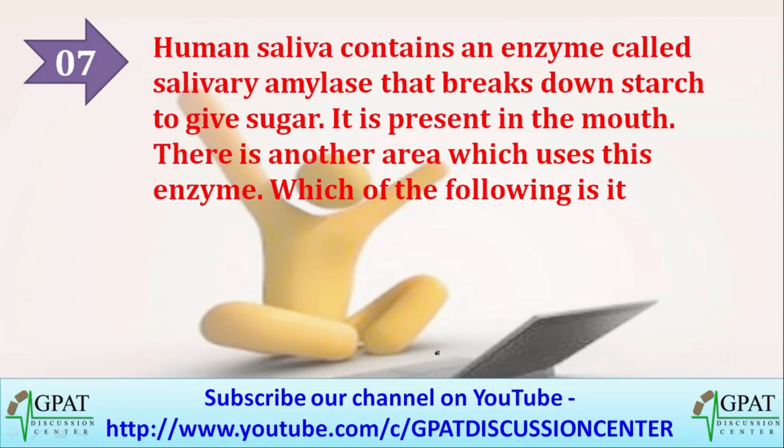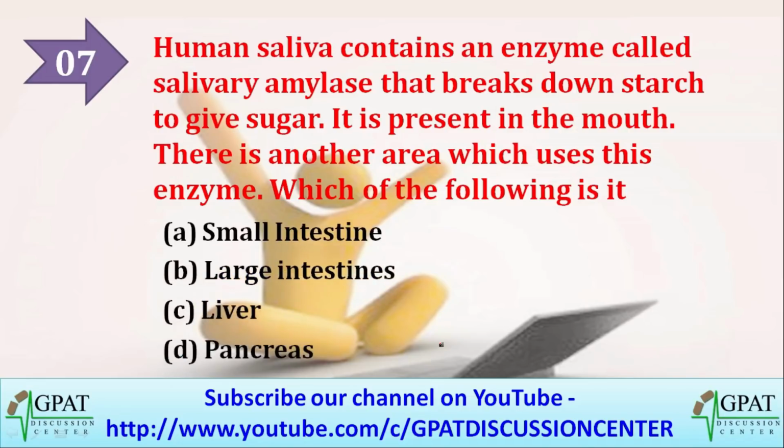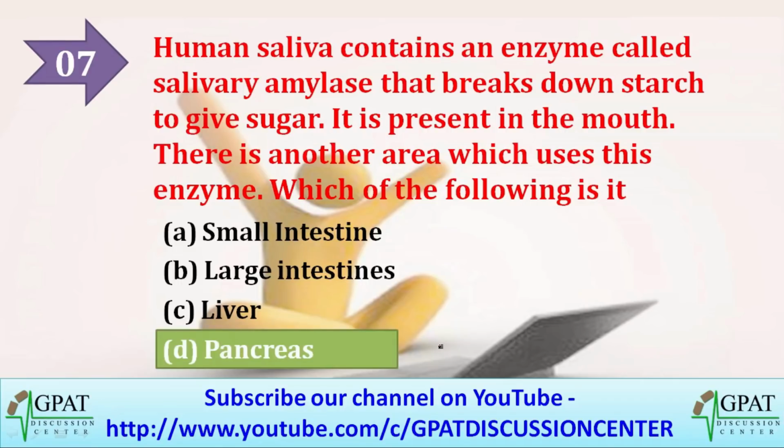Human saliva contains an enzyme called salivary amylase that breaks down starch to give sugar, and it is present in the mouth. There is another area which uses this enzyme. Which of the following is it? The options are option A small intestine, option B large intestine, option C liver, or option D pancreas. So where is it present? The correct answer is pancreas. It is another area which uses this enzyme.